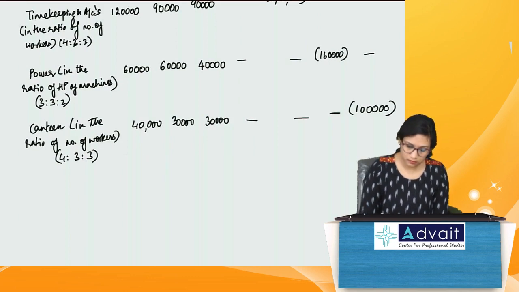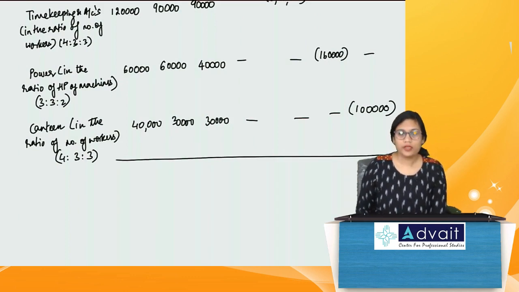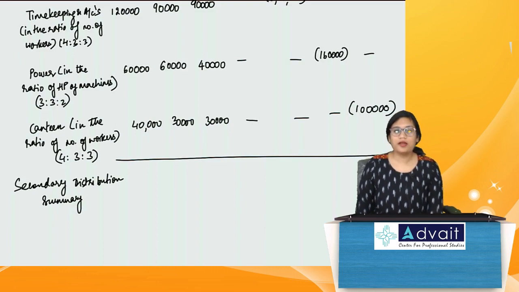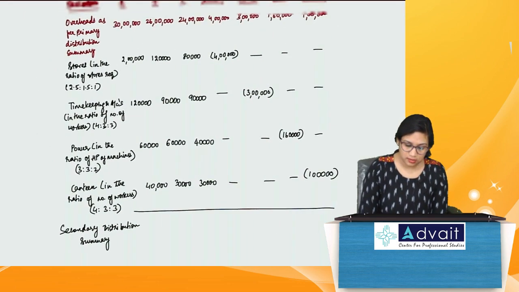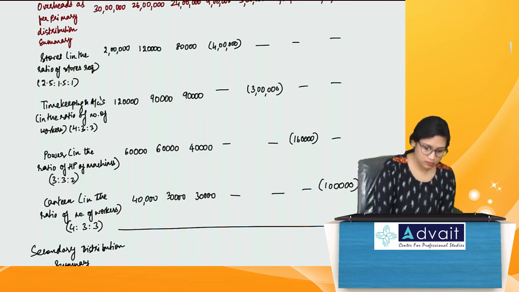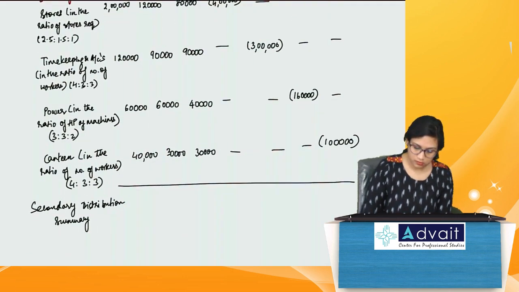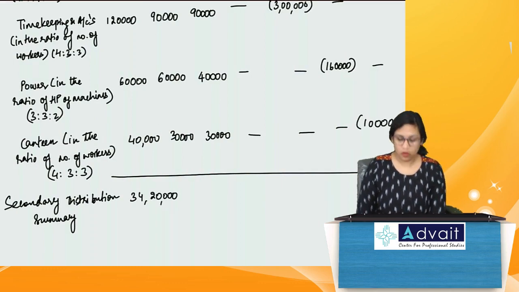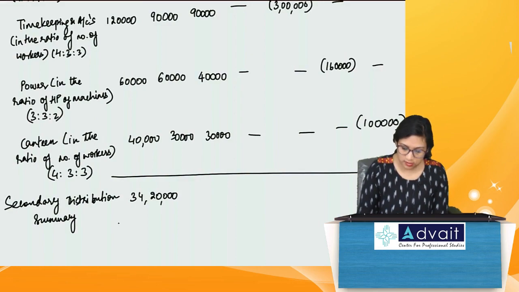Calculate. This is my secondary distribution summary. Tell me the total, guys. So I am getting 34,20,000 here. Next.